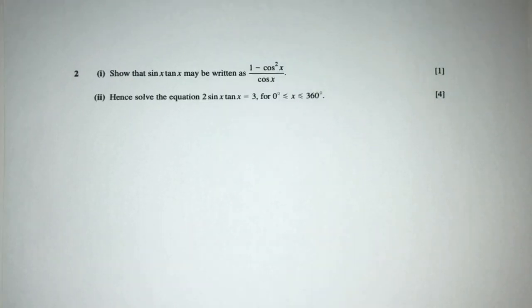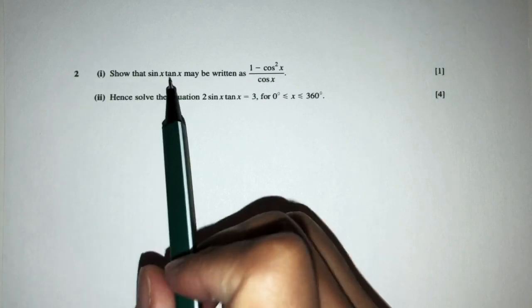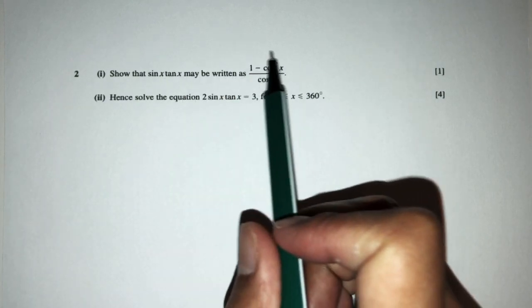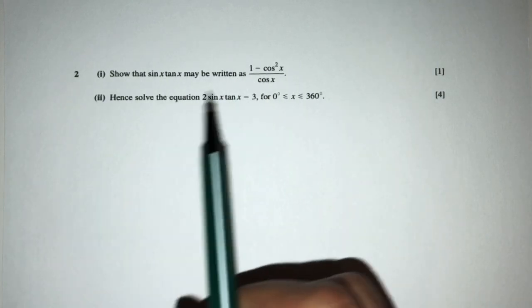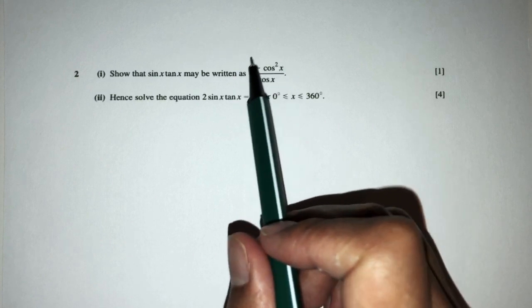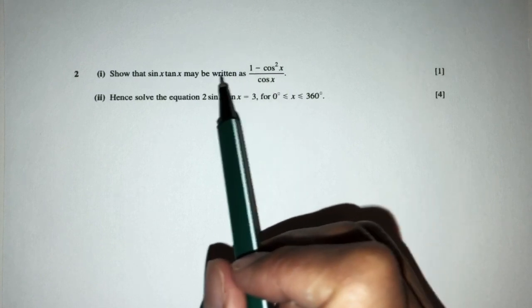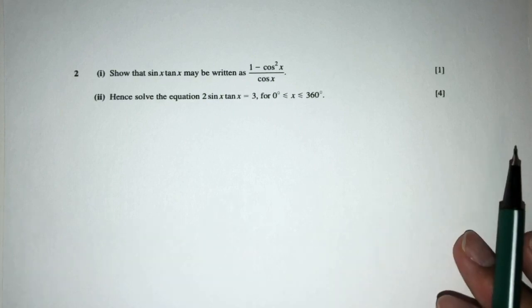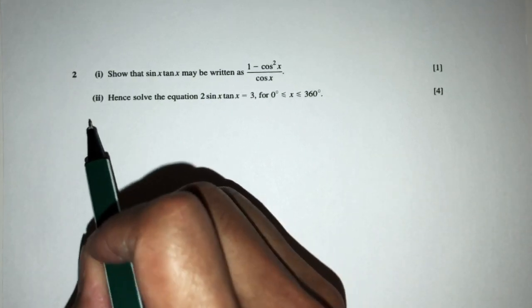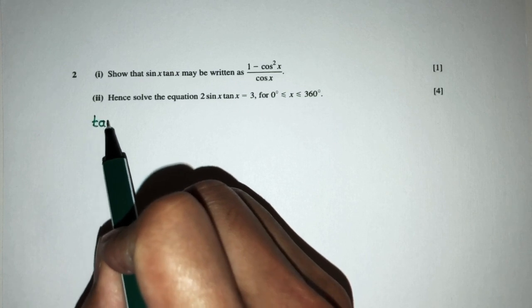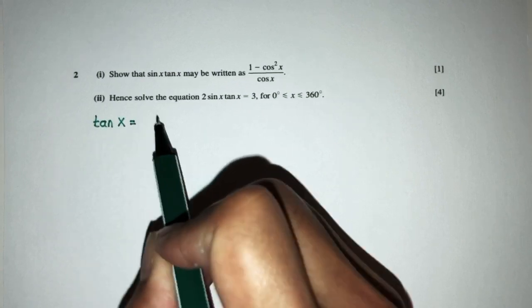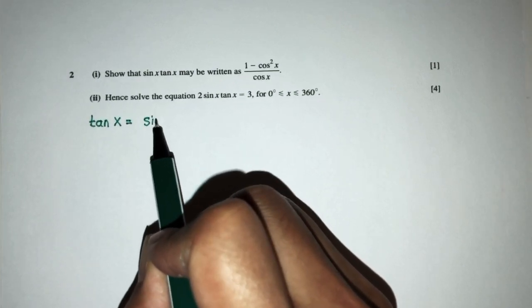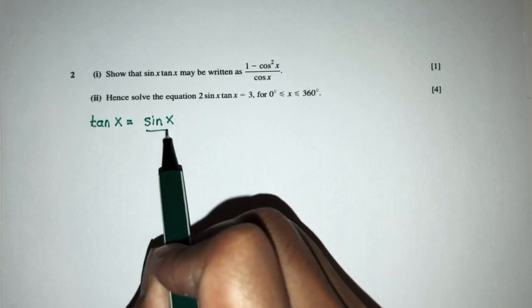So part 1, we have to show that sin x tan x may be written in this form. Okay, so the first thing we can see is that in this form, we only have cos. We don't have any sine or tan. So how can we do this? Let's think. So we know that tan x is what? Tan x is equal to sin x over cos x.